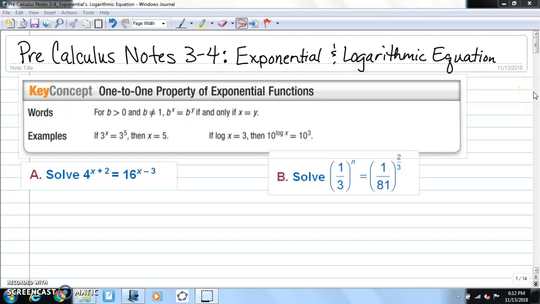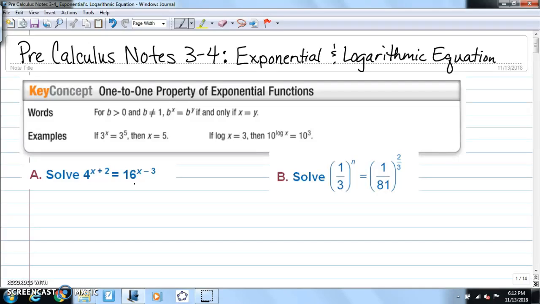Okay, this section is on exponential and logarithmic equations and how to solve them. So the first thing we need to talk about is the one-to-one property. Basically, what this is telling us is if we have the same base and that same base is taken to two different powers, those powers have to be equal. Makes sense, right? But the same thing happens with logarithms, and we'll talk about that here in a little while. So first of all, what we want to do is get the same base.